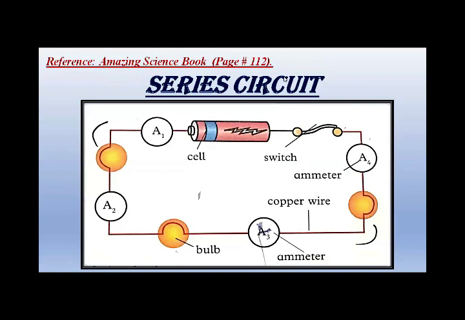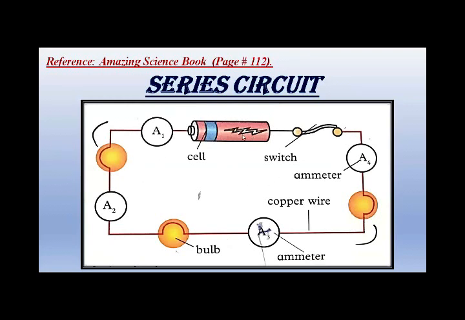Actually, in a series circuit, all the components are connected end to end, forming a single path for current flow. As you can see in the diagram, all the components are arranged in a series form, connected end to end, forming a single path for current flow.